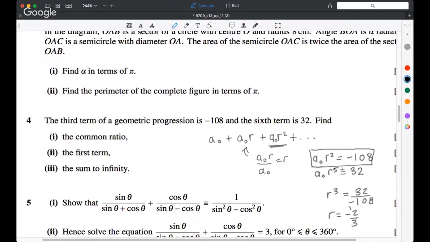And that's it. The sum to infinity, once you've got A0 and R, you can calculate the sum to infinity. It's just a formula. It's in the formula book. You can look at a different derivation if you like, but I wouldn't worry too much about it. They won't ask you to actually talk about where that comes from.